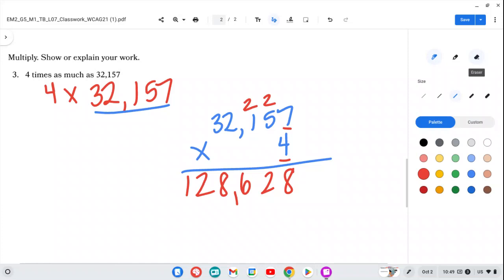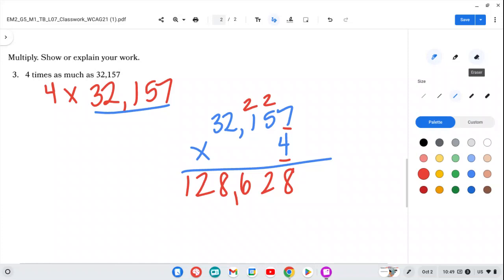So again, the last strategy, a standard algorithm, is the quickest way to multiply. But a lot of fifth graders don't understand what's being multiplied and why it's being multiplied in that way. So I like to teach first with an area model and partial products, just so you can kind of get the understanding of why we're multiplying by each place value.